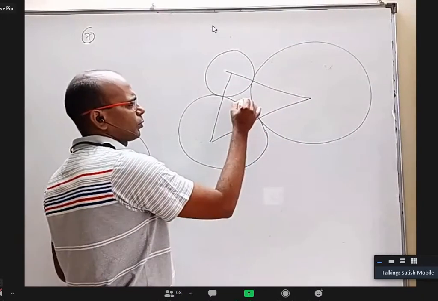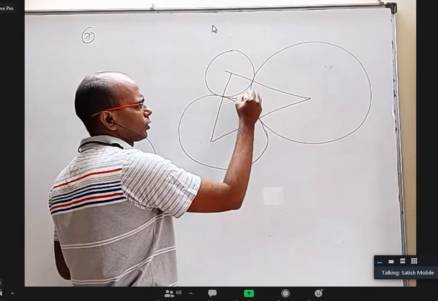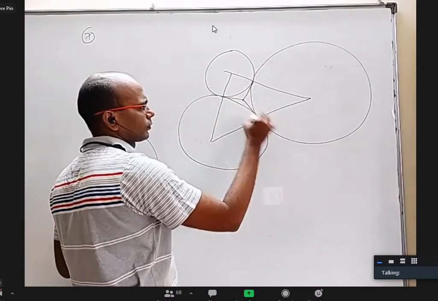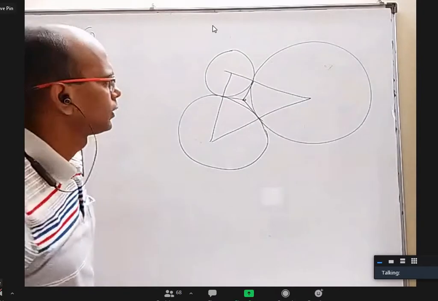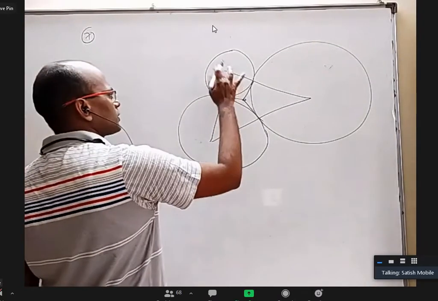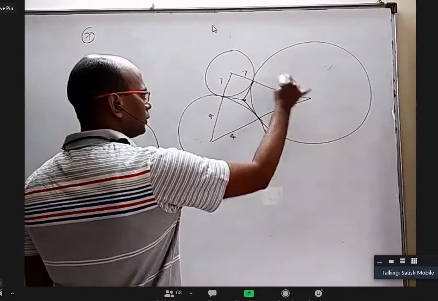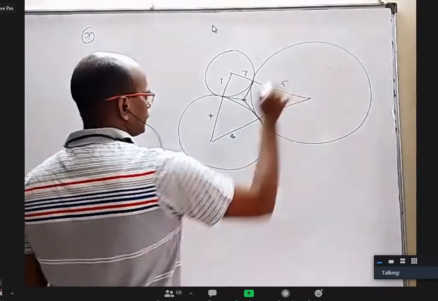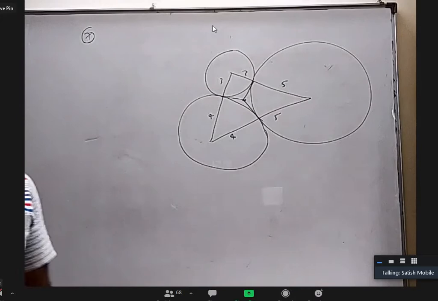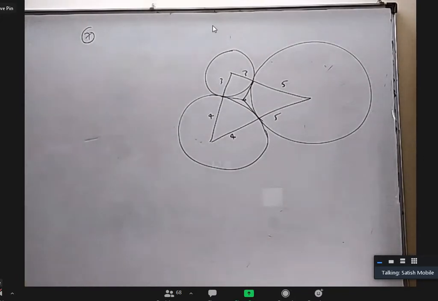And there is one point from which the lengths of tangent to all three circles are equal. There is one such point. What is that length of tangent, they're asking. This radius is 3, 3. This radius is 4, 4, 5, 5. So there is a unique point from which the length of tangent to all three are equal. What is that length of tangent? That's the question.